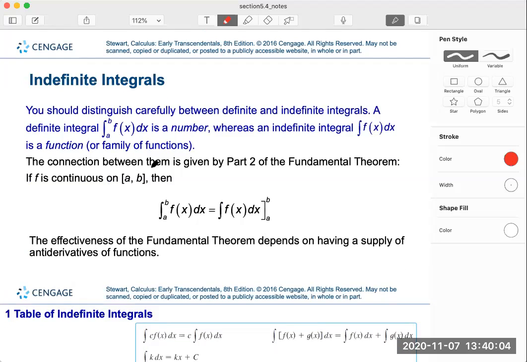So, in the notes, it is written here. Take a look at this. As a reminder, the definite integral gives us a number, while indefinite integral gives us a function or a family of functions. Okay. And here they just remind us of the fundamental theorem of calculus, right? Okay.